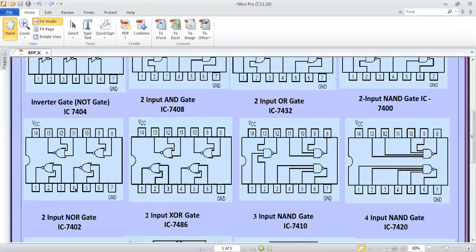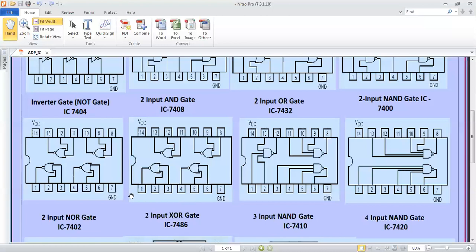And for the NOR gate, we can say 0 0 input, 0 plus 0, output will be 0 converted into 1. Now 1 plus 0, output will be 1 converted into 0. Only whenever input is 0 0, at that time output will be high, or the remaining time output will be 0.